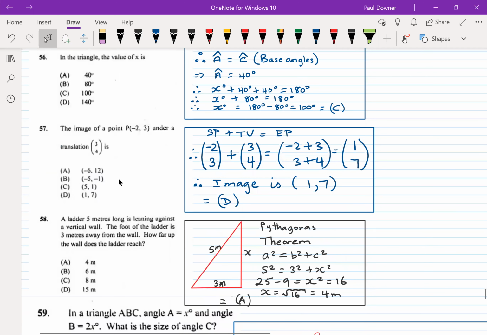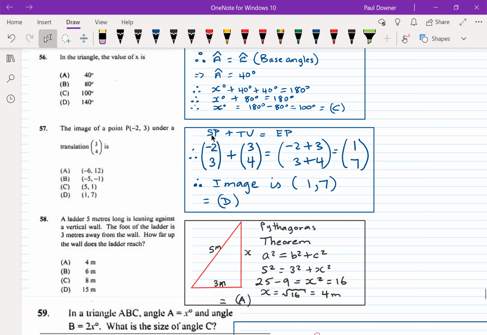The next one is the image of a point P, and they tell you the value of P here, under a translation. How do you find that? Well, you must remember this formula. Remember all of our transformations, there are formulas that we are supposed to be familiar with. A translation is the first type of transformation that we learn. So it's something that they almost certainly are going to bring somewhere for you, because it's the most basic transformation. And you need to memorize the equation that goes along with all transformations.